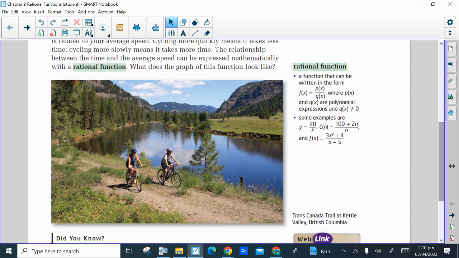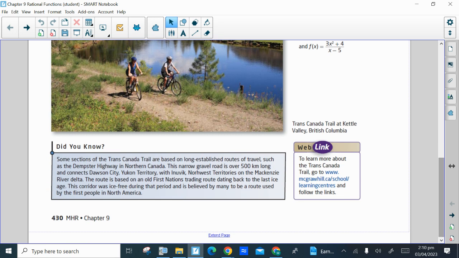So a rational function is a function that can be written in the form f(x) = p(x) over q(x). So basically you need a numerator and a denominator, and one of them has to be a polynomial function. Some examples are y = 20 over x, or c(n) = (100 + 2n) over n, or f(x) = (3x² + 4) over (x − 5). So you've got to have a numerator and denominator, and there has to be a polynomial somewhere. That gives us a rational function.